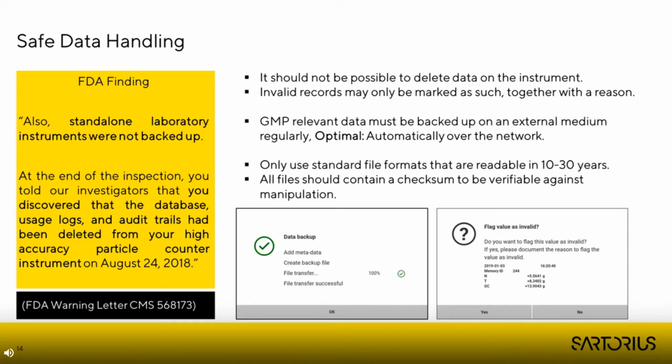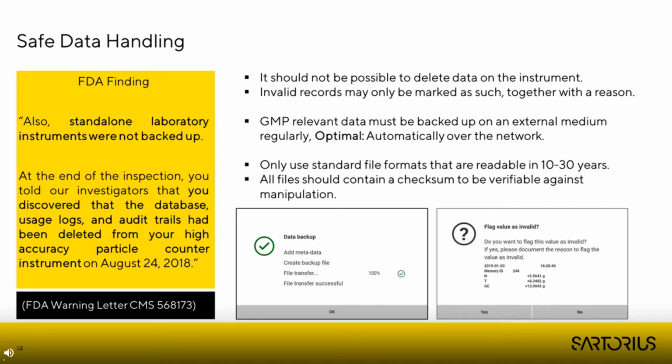Even if the data cannot be deleted by a user, data loss can always happen due to hardware defects, and therefore an instrument should have a backup functionality, and the backup should be performed in a regular way. With our Cubis 2 balance, we have solved it very simply and safely. The backup is automatically transferred to a server in the network at the preset time interval, and so no user action is necessary for this procedure.